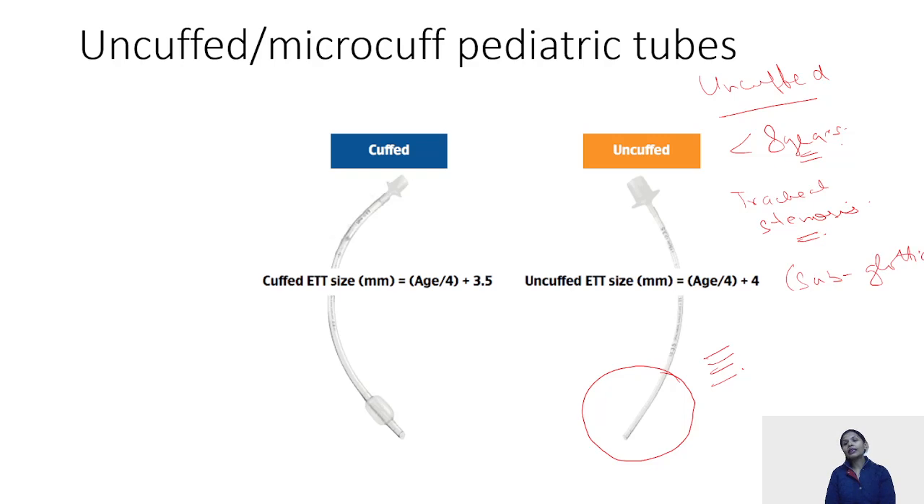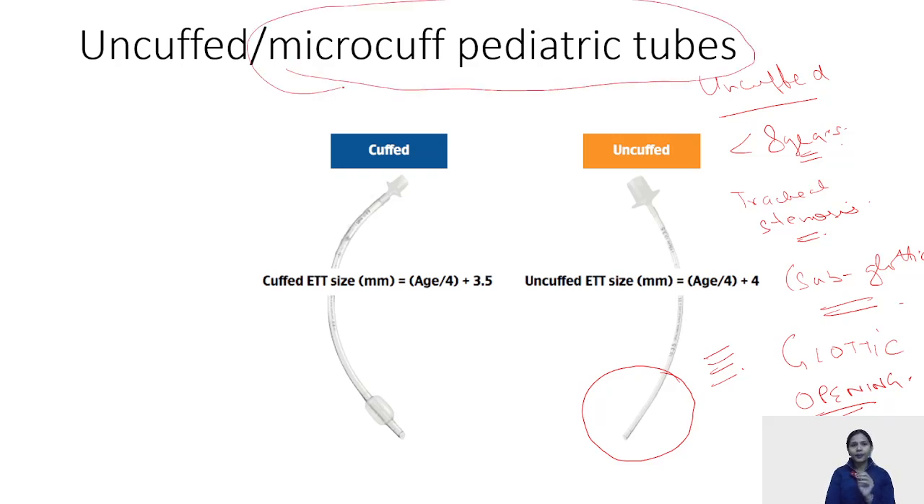Please remember, the narrowest part in adults is the glottic opening, whereas when we talk about pediatric cases, it is the subglottic area which is the narrowest. But these days it has been seen that even cuffed tubes can be used in pediatric cases, in which we have special micro cuff pediatric tubes which are coming these days. Because with uncuffed tubes, the problem is the chances of aspiration are very high.